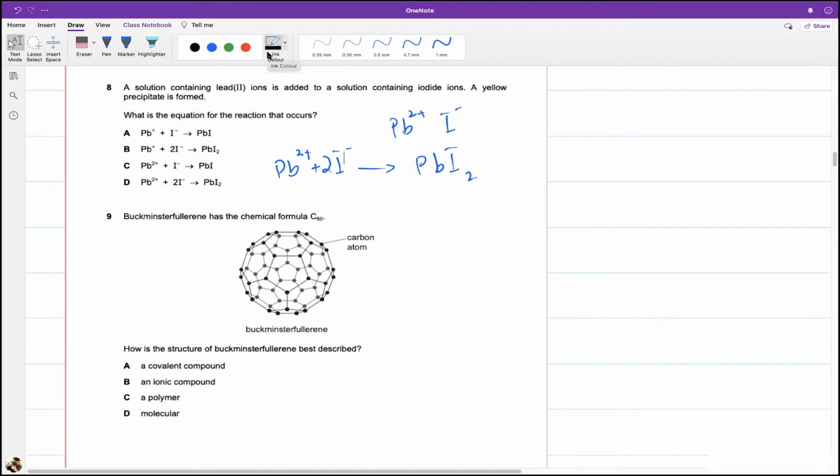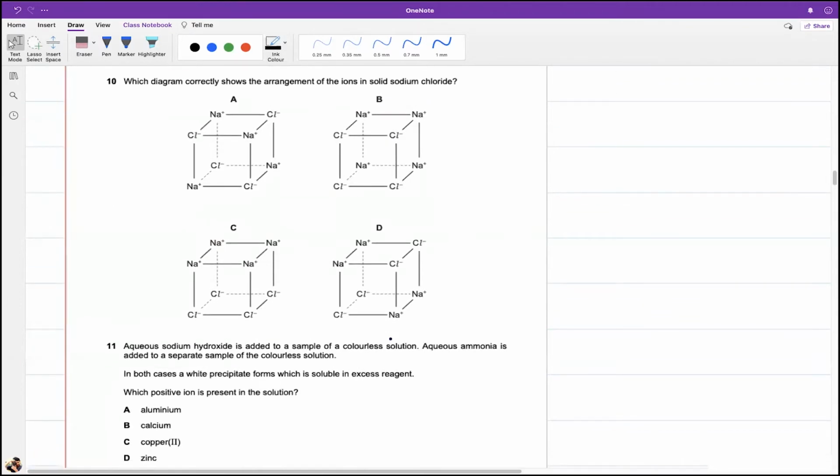Okay, Buckminster fullerene has a chemical formula C60. Okay, how's the structure of this best described? It's a molecule. C60 है तो 60 atoms का एक molecule बन गया. So it's molecular structure. Which diagram correctly shows the arrangement of ions? This is basically how the ions are arranged, and you have to understand that ions are going to be arranged opposite to each other. So negative ions in connection with the positive ions and positive ions in connection with the negative ions. Same ions आपस में connected नहीं हो सकते. So according to that, it's going to be A because that's the one where the ions alternate.